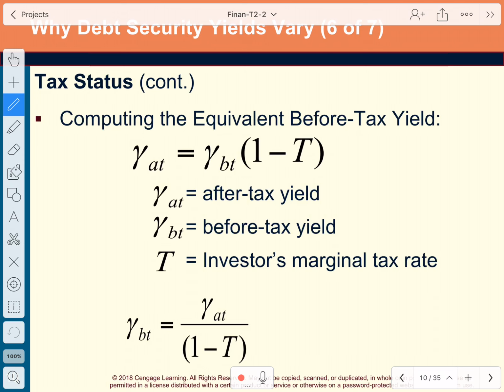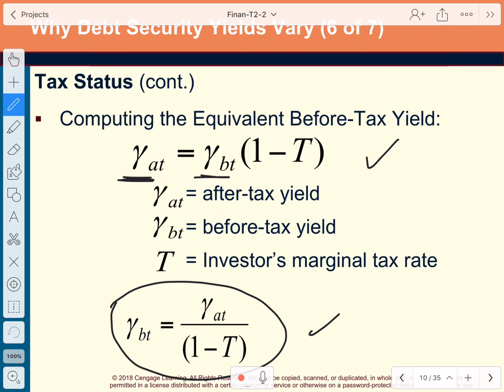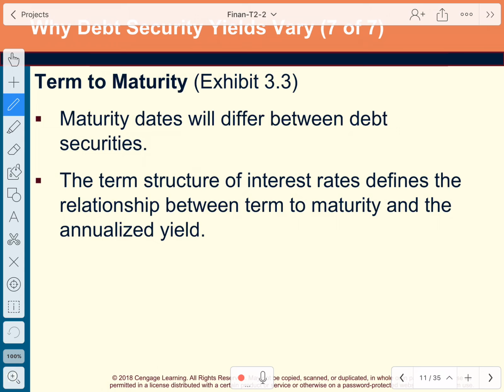This formula is helpful because it gives us the story that I'm just discussing. This one is this one, just rewritten in a different way. So the yield after tax is equal to the yield before tax times 1 minus the tax rate. You can also write it this way: the yield before tax is the yield after tax over 1 minus t. That's important because you're going to use it in assignments.